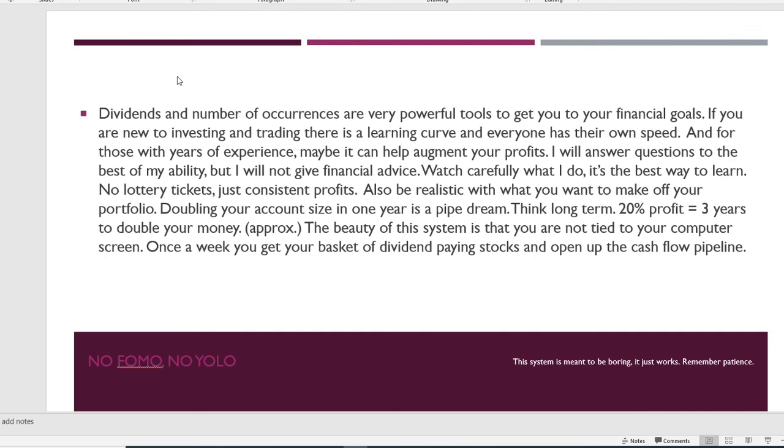Also be realistic with what you want to make off your portfolio. Doubling your account size in 1 year is a pipe dream. Think long term. 20% profits equals 3 years to double your money, approximately. The beauty of this system is that you're not tied to your computer screen. Once a week, you get your basket of dividend-paying stocks and open up the cash flow pipeline. With the technology that we have today, you can always have it on your phone. You keep a piece of paper or have something on your phone so you know what your target prices are, and you're simply working with a small amount of stocks.